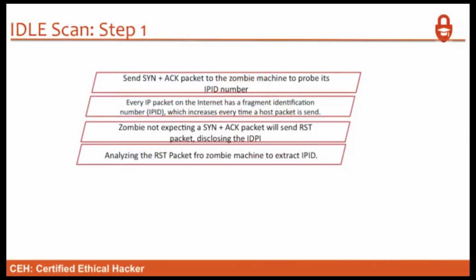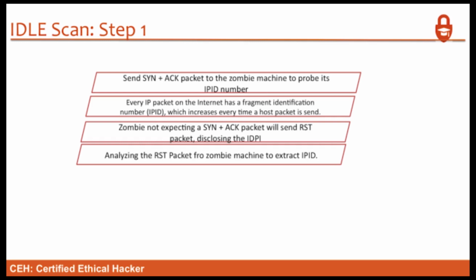Okay, so now let's jump in. We're going to send it a packet with the SYN and the ACK flag set. And then it's going to talk to us, so we're going to get some information about its IPID, the sequence number. So every packet on the internet has a fragment identification number or an IPID, okay? It's the fragmentation identification number, which increases every time a host sends a packet or receives a packet, right?